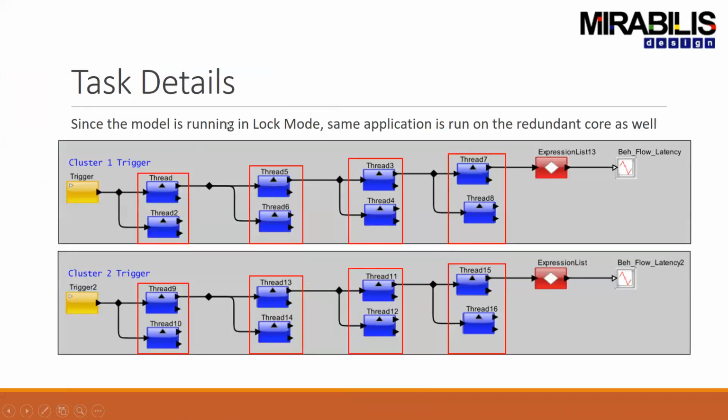So since we are running in lock mode, the same application is run in both cores. That is why we are using a relation and splitting it up. And the same task is running in both the cores. And then once it completes, it goes to the next one, then a different task, different task, different task. And once the entire task is over, we plot the latency here. So at the same time, we are running both of the clusters. We are having the software running in both of the clusters.